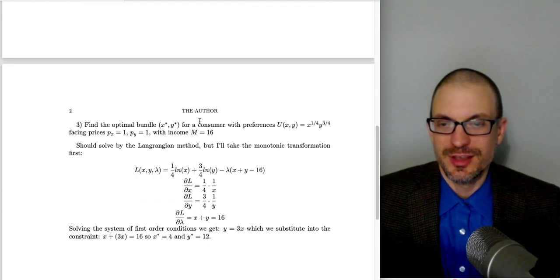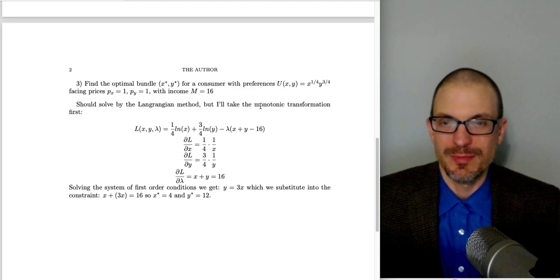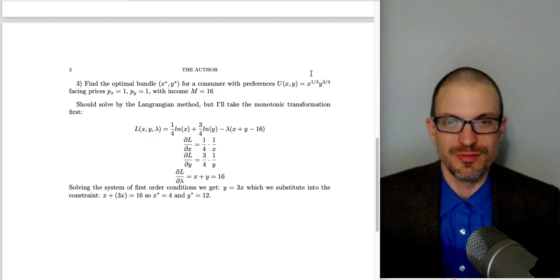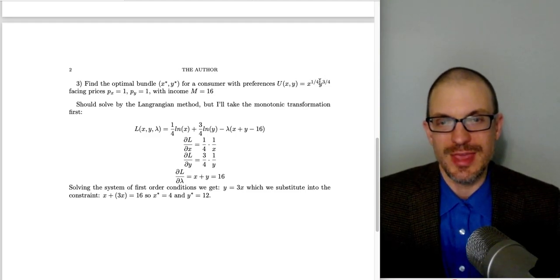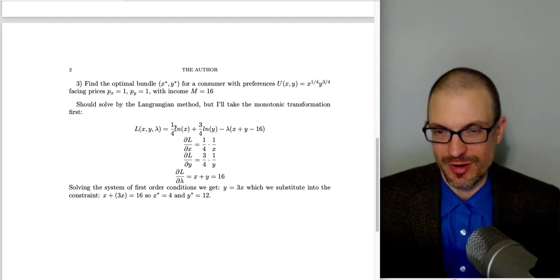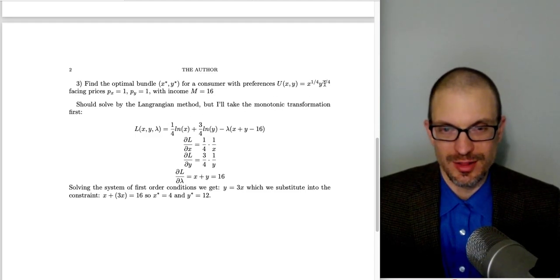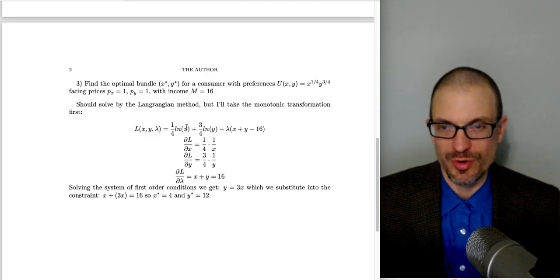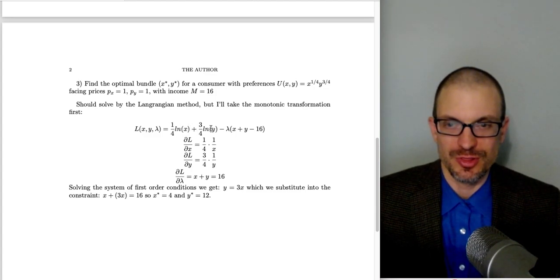And then lastly, the Lagrangian method, right? I'll take the monotone transformation first. So for the monotone transformation, take the natural log of this thing. When you take the natural log, the exponent comes down out front like this, and then the log of the product is the sum of logs, right? So the log of the product, x times y, is a sum of logs. So it's going to be 1/4 ln x plus 3/4 natural log of y, right?